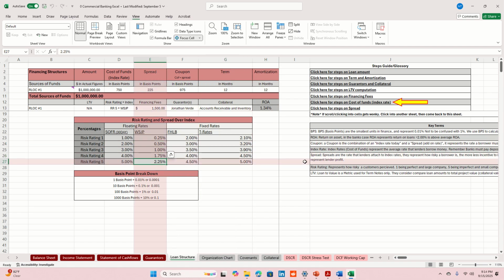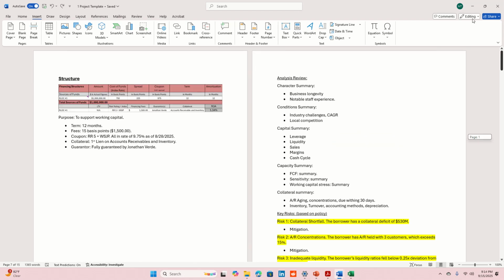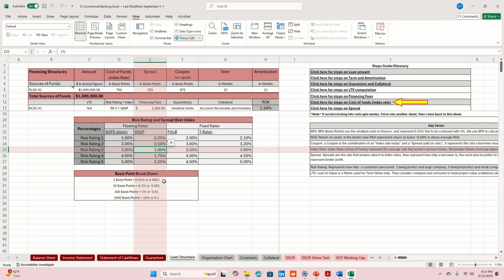I want you to do that, and come back to me next week with an updated loan structure. Basically, inside of your section here, I want you to redo this chart, and also give me the right information here. In mine, for example, I have 750 plus 225. If we go in and look, we have Wall Street Journal Prime plus 2.25, and that corresponds with Wall Street Journal Prime and risk rating 5, okay?